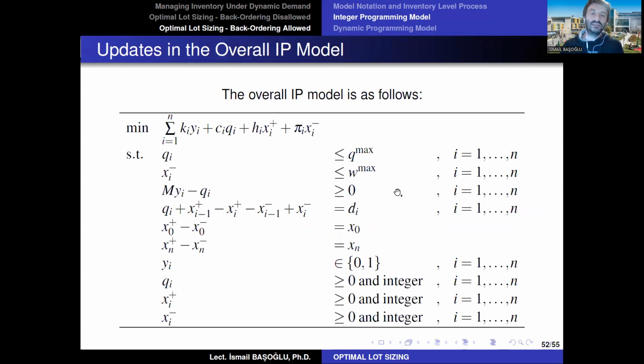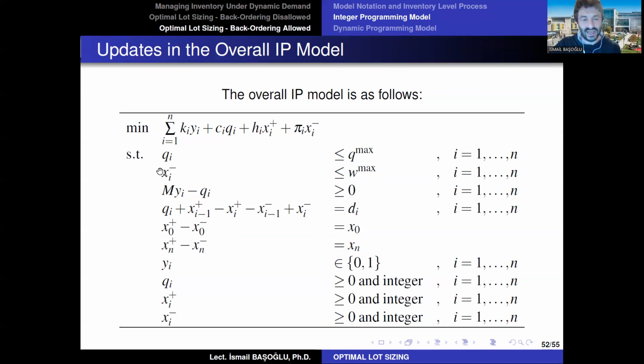So let's deal with the constraints. How do we update the constraints? First of all, again, we have the capacity constraint, or the maximum ordering quantity in any period. We say that the order quantity in any period can never exceed the Q max value. This is the maximum order size that you can define in any period. And again, the maximum backordering size at the end of any period can never exceed W max.